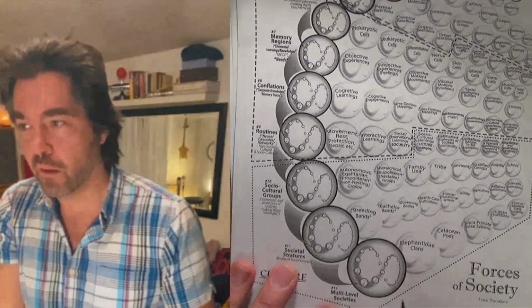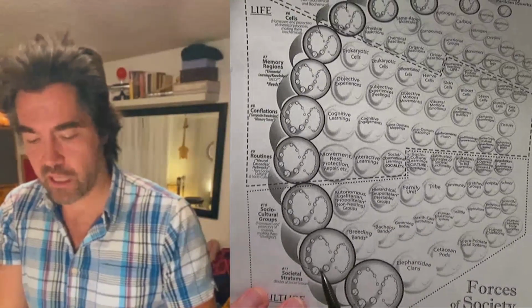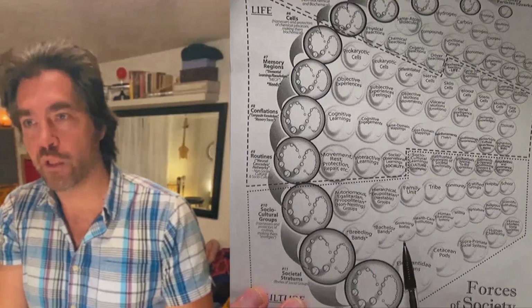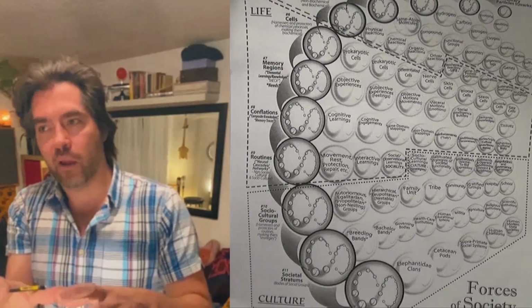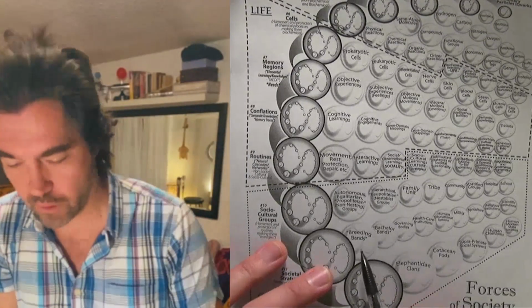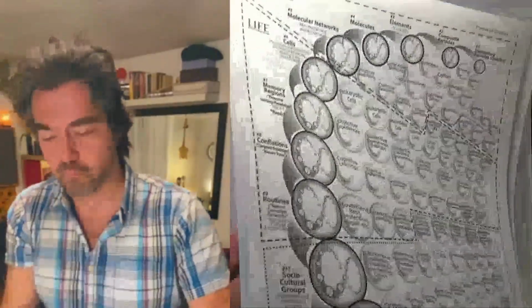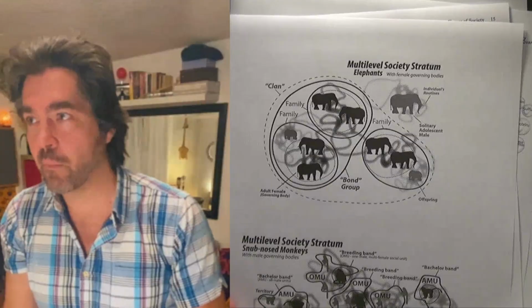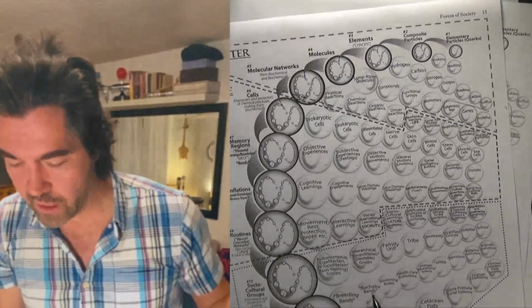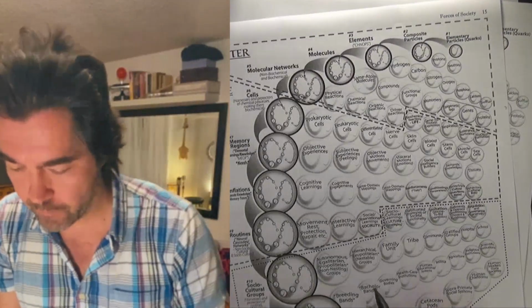Before we define the next level of multi-level societies, we have to acknowledge that there are specific stratified subgroups that can do the same function. So, for example, there's breeding bands, bachelor bands. This is a good time to bring up some examples. So, breeding bands, bachelor bands.